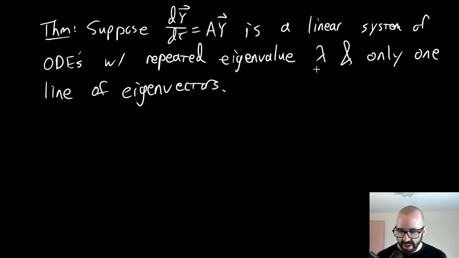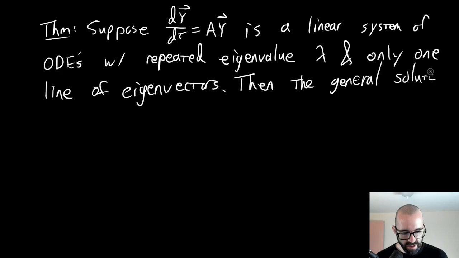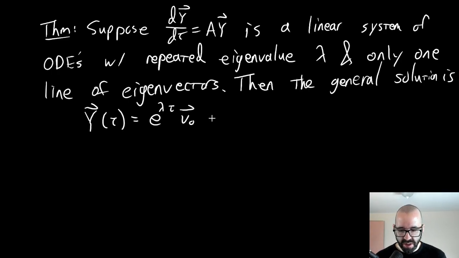So let's say that we are assuming this. Then here's the general solution. The general solution of this is just y of t equaling essentially exactly what we wrote at the beginning of this video. It's e to the lambda t times our initial condition plus t e to the lambda t times some other vector, and I'll tell you about that vector right now.